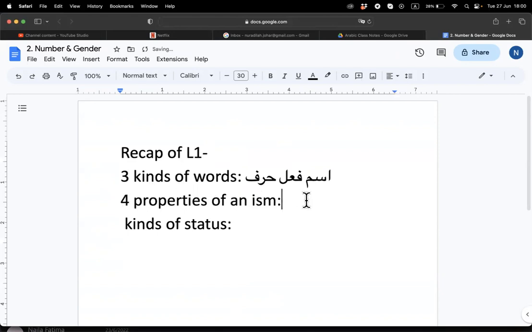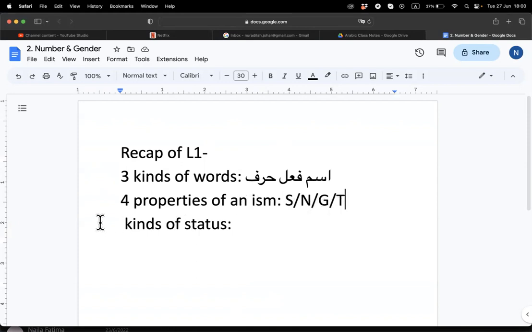Do you remember? Status, number, gender, and the last one, type. Common or not common? Okay. So status, number, gender, type, but we haven't gone there. We started with status.